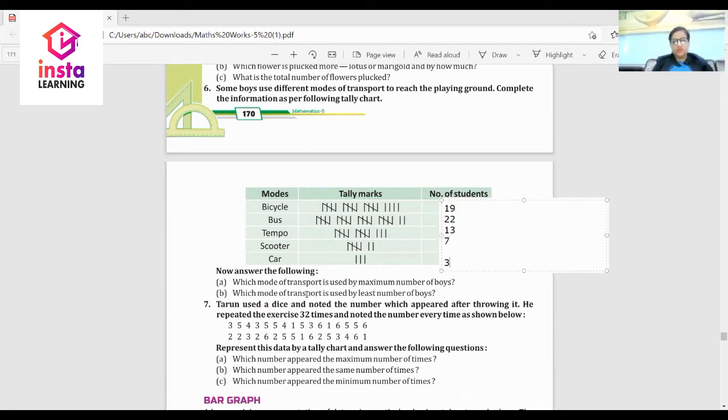Okay, so which mode of transport is used by the maximum number of boys? The maximum number of boys are using the bus. That is 22 in number also. Next, which mode of transport is used by the least number of boys? It is the car, and it is used by 3 students. Okay.